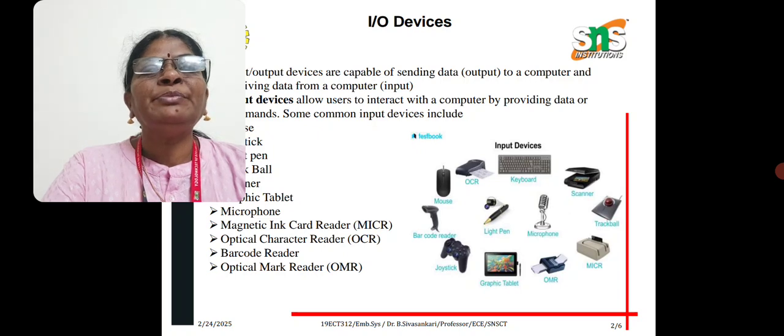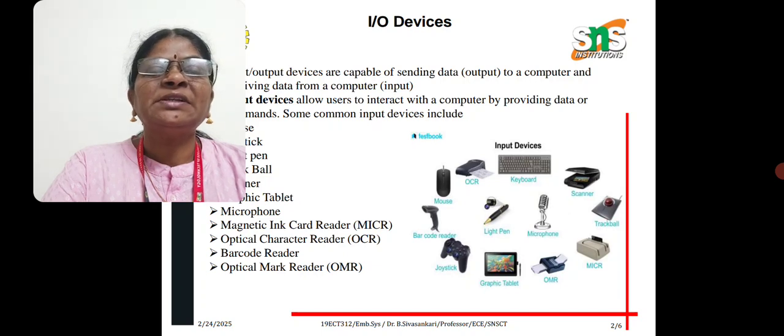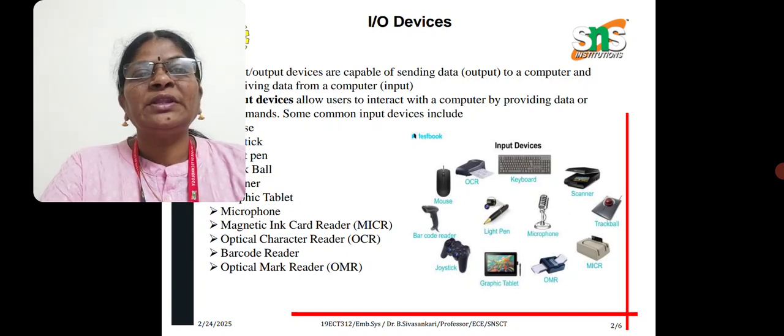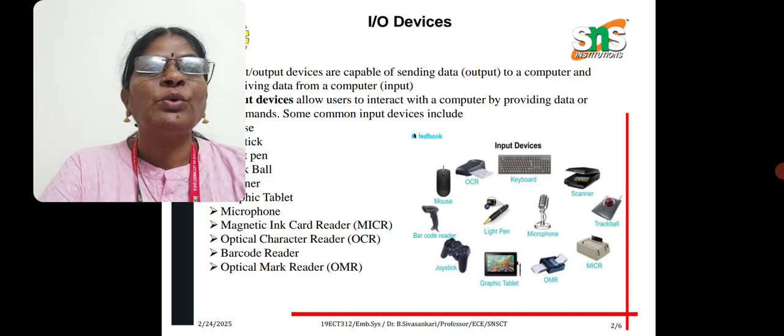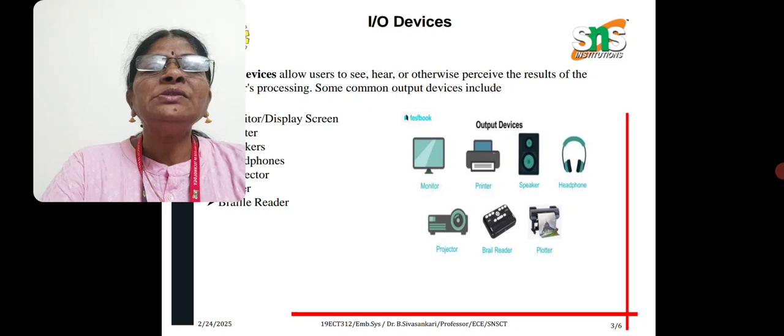Some common input devices include the mouse, joystick, microphone, magnetic ink card reader, which we used to call MICR, then optical character reader like OCR, then barcode reader, and optical mark reader, which we used to call OMR. So let us discuss the input devices.